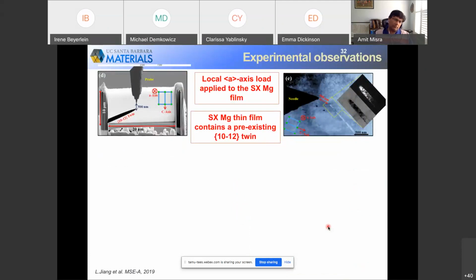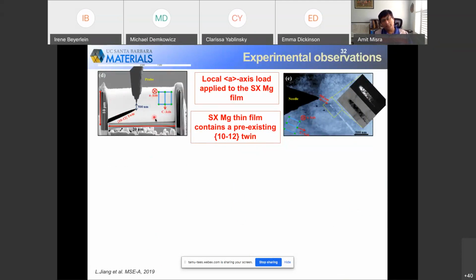As far as experimental observations, this is quite recent, where an experiment was devised to see how this would manifest. And in this case, it was kind of interesting.